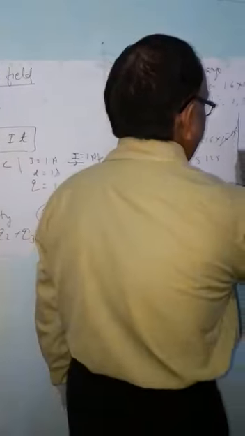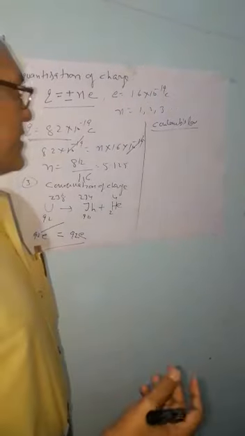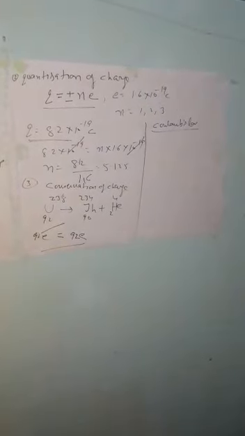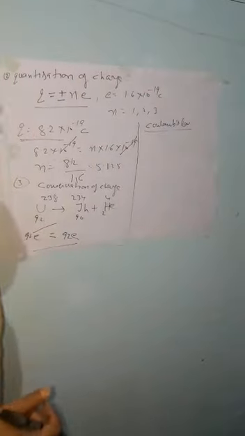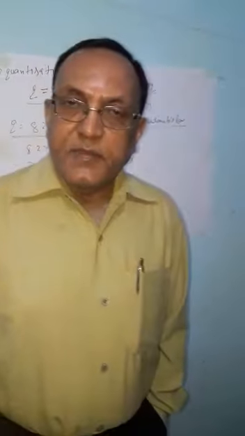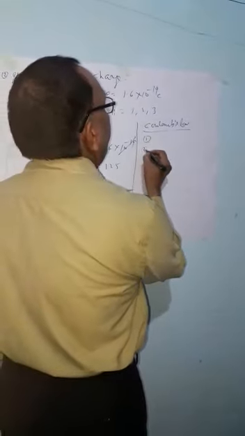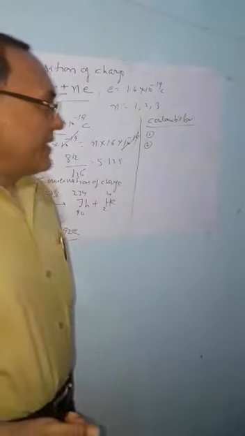Three basic properties. Now see Coulomb's law. Coulomb's law is stated in two forms: one is qualitative, the other is quantitative. What is the qualitative statement? Similar charges repel each other, but dissimilar charges attract each other. This is the qualitative statement. Number two, what is the quantitative statement?